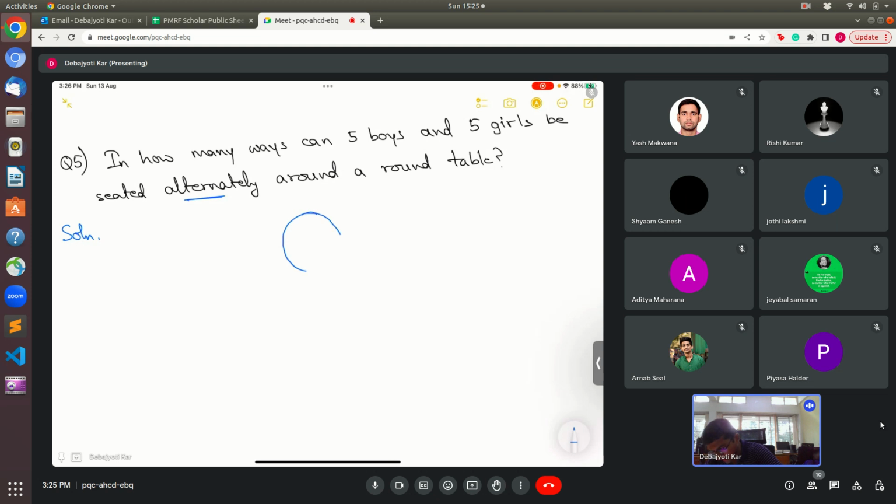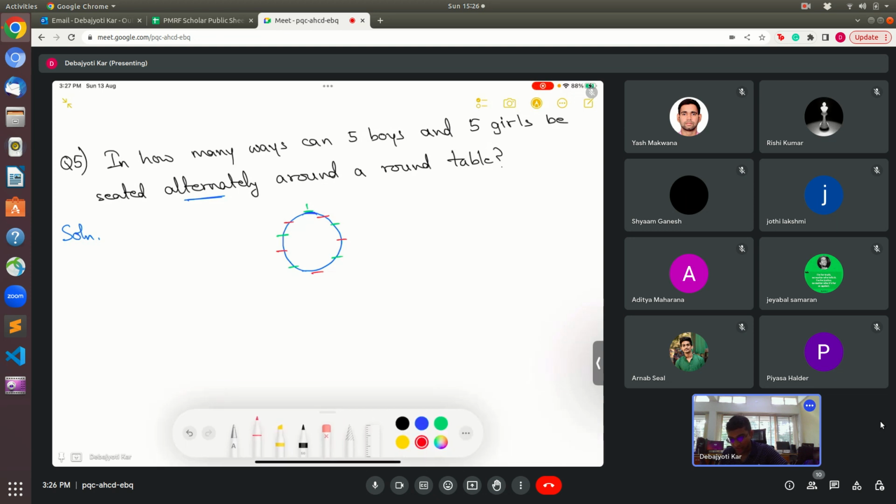So let's say this is the round table. We are going to number the boys B1, B2, B3, B4, B5, and similarly the girls G1, G2, G3, G4 and G5. Let us consider the positions of the boys. The green positions are for boys, and let's say the red positions are for girls. Now there are 5 boys and 5 possible positions for the boys marked in green.